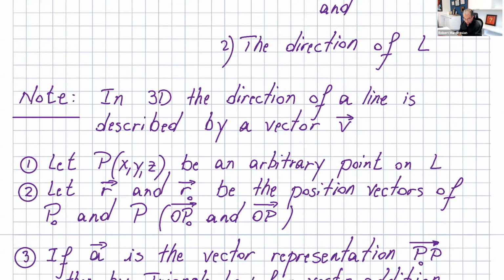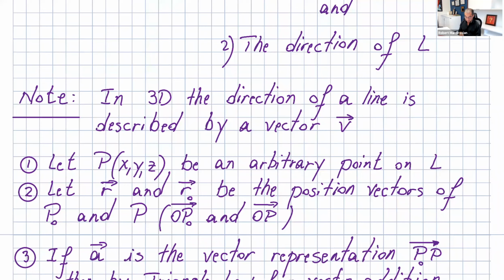A little note here for you: in 3D, the direction of a line is described by a vector. We know that a vector has a norm or magnitude and a direction. So in order to find the equation of the line, we have to know the direction of that vector v. Let's see what they are. I tried to number them for you here.